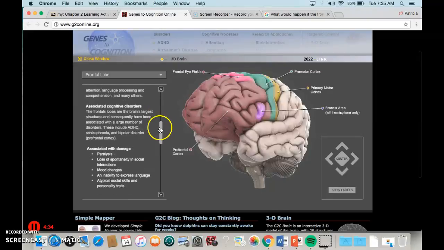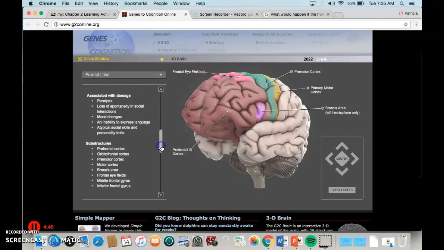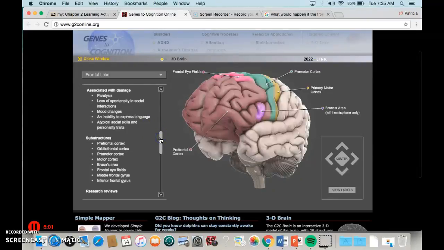Associated cognitive disorders: the frontal lobes are the brain's largest structures and consequently have been associated with a large number of disorders. These include ADHD, schizophrenia, and bipolar disorder. Associated with damage: paralysis, loss of spontaneity in social interactions, mood changes, inability to express language, and atypical social skills and personality traits.